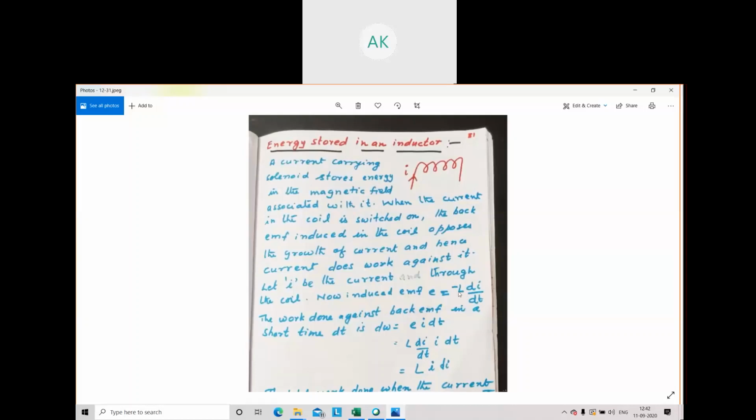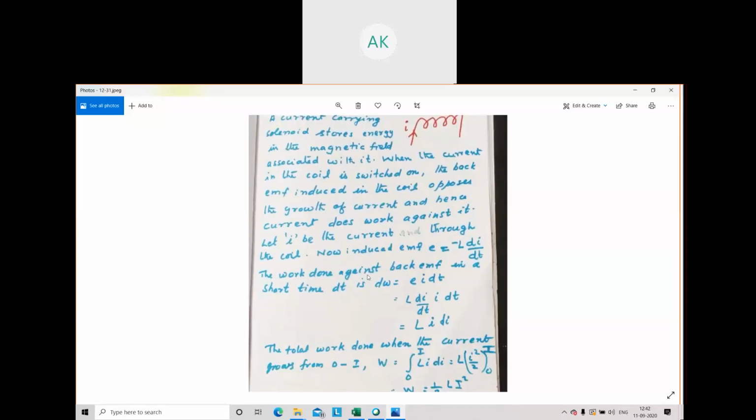What is the back EMF? Minus L into di by dt. So the battery has to do work opposite to that. So minus of minus L di by dt, that is to be applied. Applied EMF must be opposite to this back EMF. So we put a positive sign here. The induced EMF is this, so the applied EMF must be equal and opposite to that. So plus L into di by dt.